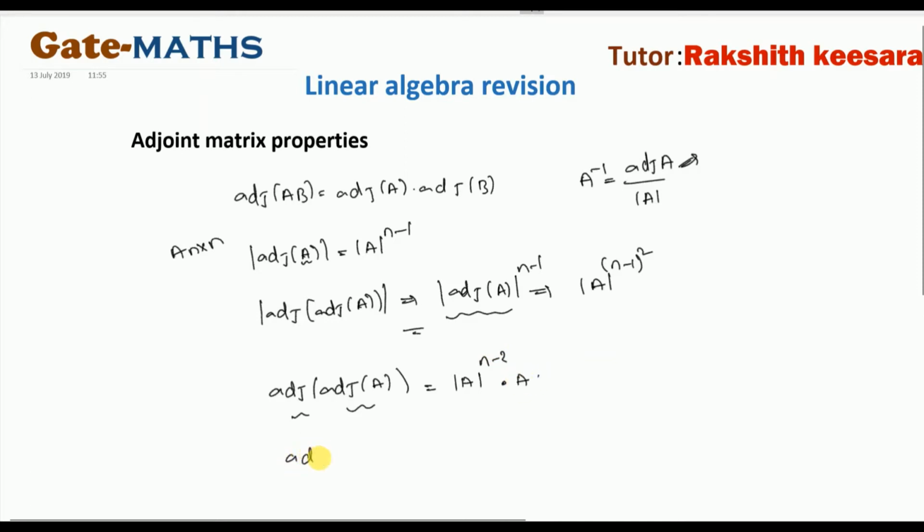And adjoint of A Hermitian will be equal to adjoint A of whole Hermitian. This is not that important, you can neglect it, but the above properties are very important in the normal PSU exams.